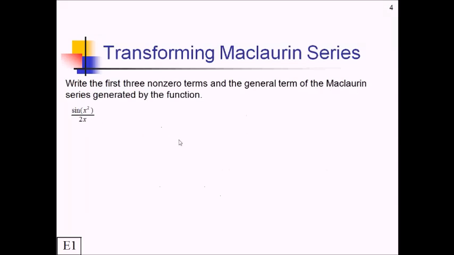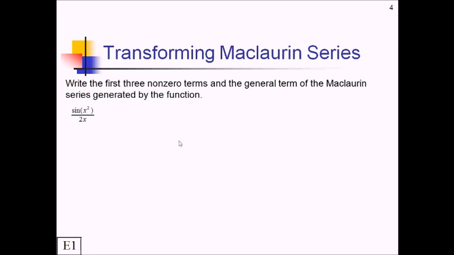For our first real example here, they're going to ask us to write the first 3 non-zero terms and general term of a Maclaurin series for this function. Now, you can see if you're trying to build this one from scratch, this is going to be a huge pain. Every time you take a derivative, at least the first time you've got a quotient rule, you've still got a chain rule that keeps kicking this x squared around. So that's going to be awfully annoying.